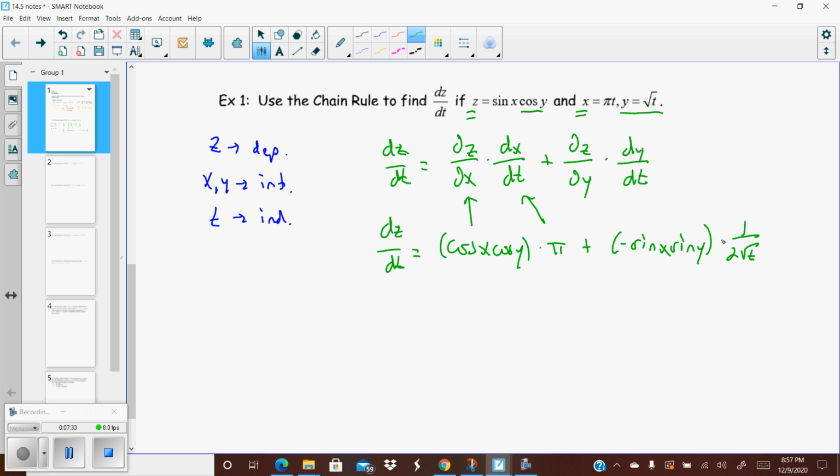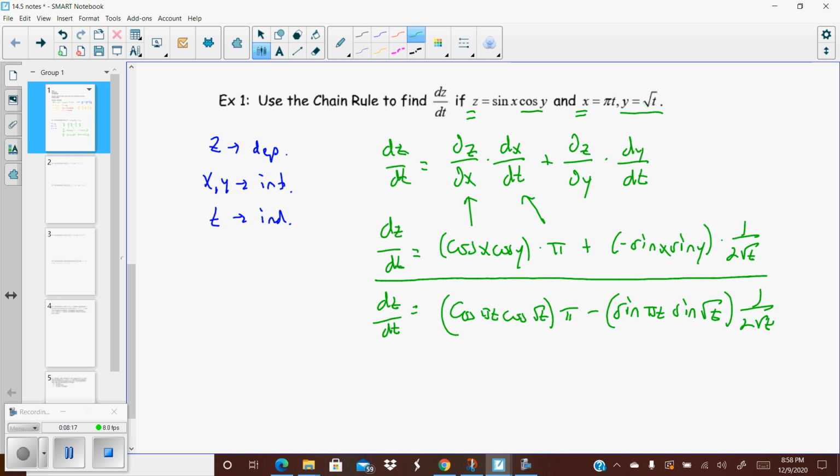So this is what I mean. You don't have to change the x's and y's into terms of t in this case. If you want to be completely proper about it, you can. So the full derivative with respect to t would be cosine of x, which is pi t, cosine of pi t, times cosine of y, cosine of root t, times pi. We could have put the pi out front, no big deal there, minus sine of pi t, because that was x, sine of square root of t, because that was y, times 1 over 2 root t.